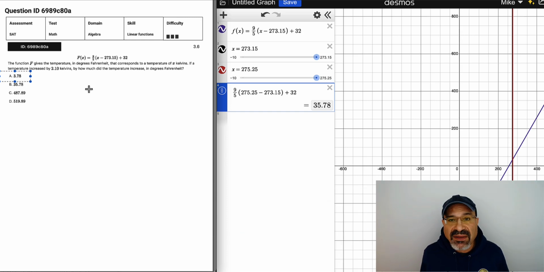So I hope you got a lot out of that. And I'm going to go ahead and post some more of these just because I'm so fascinated with how incredibly powerful Desmos is when you use it on appropriate questions on the SAT.